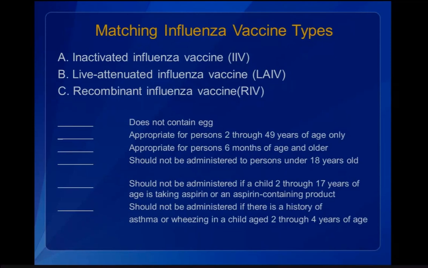The thing about the live vaccine, the intranasal vaccine, is there are a number of contraindications and precautions to look at. So that shouldn't be administered if the child is taking aspirin or an aspirin-containing product. And how about: should not be administered if there's a history of asthma or wheezing in a child 2 through 4 years of age?